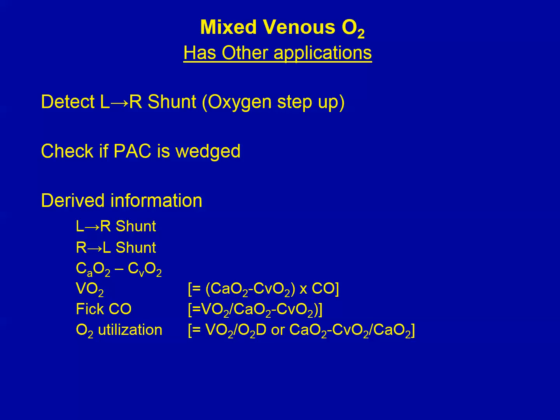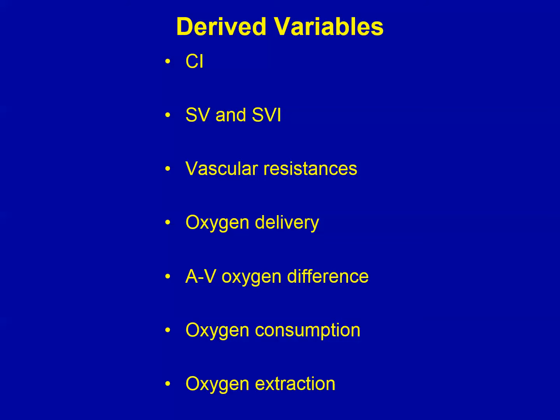The mixed venous oxygen also has other applications besides telling us about the balance of oxygen supply and demand, as summarized on this slide. Most importantly, it can allow us to derive important information about the size of shunts, about oxygen delivery and oxygen consumption.